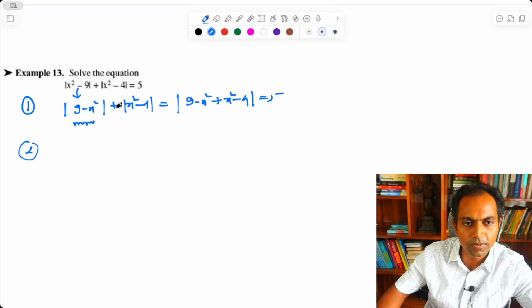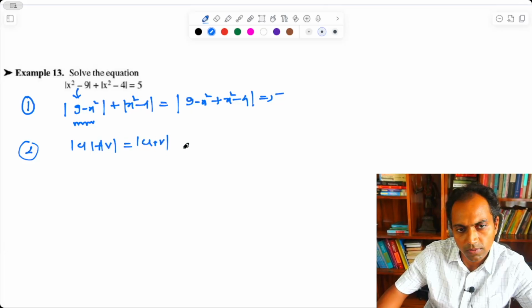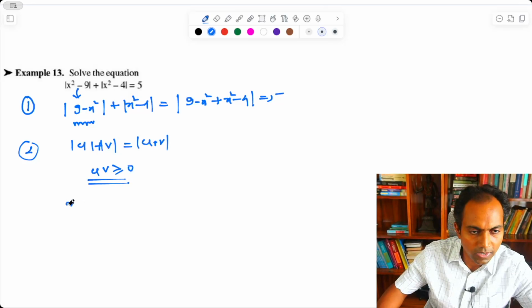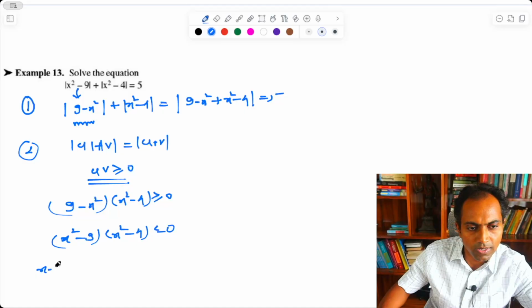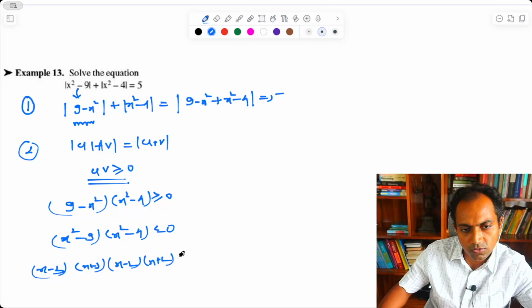This can only happen when, so what is happening is |u| plus |v| is equal to |u plus v|. So this will only happen when u into v is greater than or equal to 0. So what happens is 9 minus x square into x square minus 4 would be greater than or equal to 0. If I take a minus sign common, that minus sign will go on the other side, will flip the middle sign. We will be able to write this as x minus 3, x plus 3, x minus 2, x plus 2 is smaller than or equal to 0.